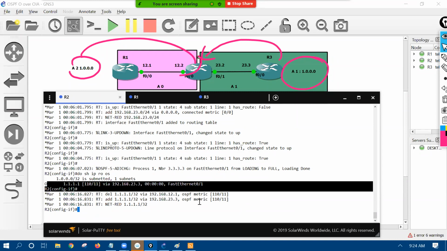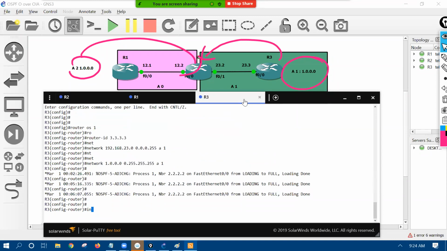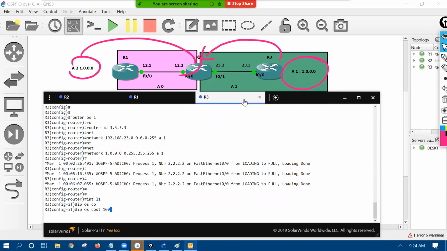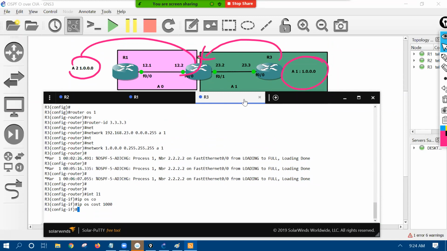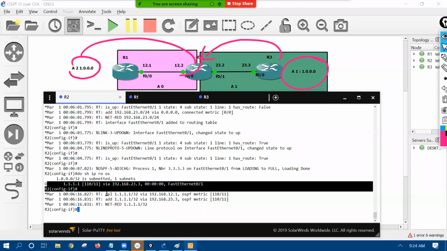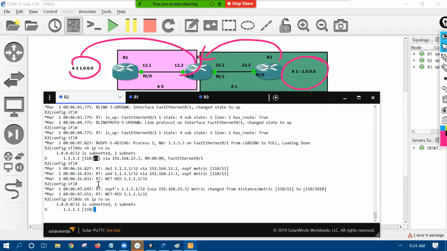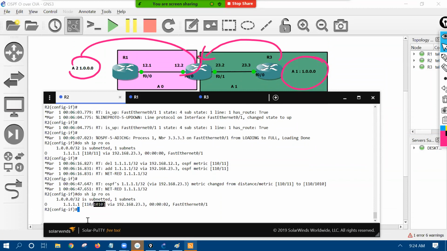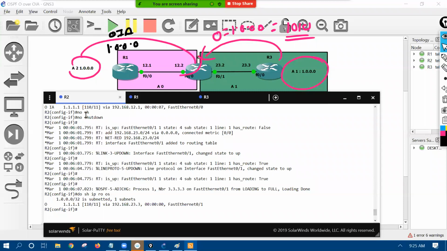Let me do one thing. In front of you, on the R3 router, interface loopback number 1, ip ospf cost. I have advertised the cost, right? Previously the cost was 11. Now 1010 is advertising a route with the O, 1.0.0.0, with the cost 1010. And this guy is advertising a route with the OIA, and his cost is very low, just 11.